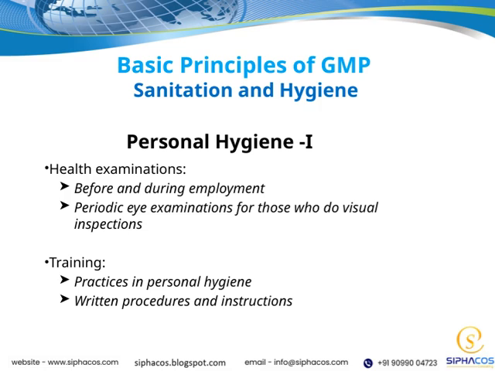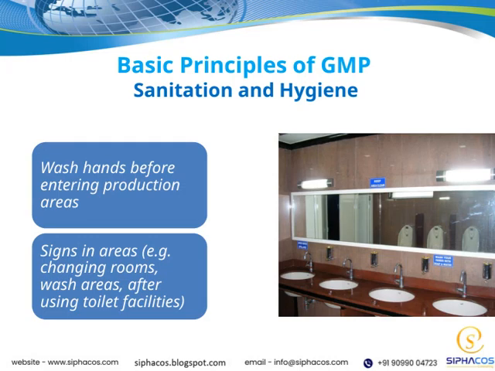Training plays a crucial role here. It's important that all employees are trained in good personal hygiene practices. This includes understanding and following written procedures and instructions tailored to maintaining hygiene standards. Proper training ensures everyone knows exactly what to do, reducing the risk of contamination and promoting a culture of safety. Overall, these principles are interconnected. They help us uphold quality and safety in every step of our process, which is at the heart of good manufacturing practices.